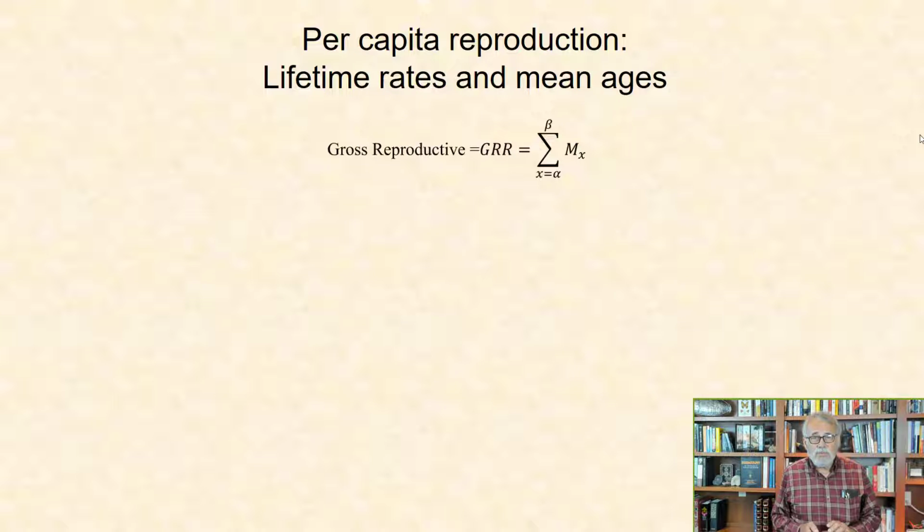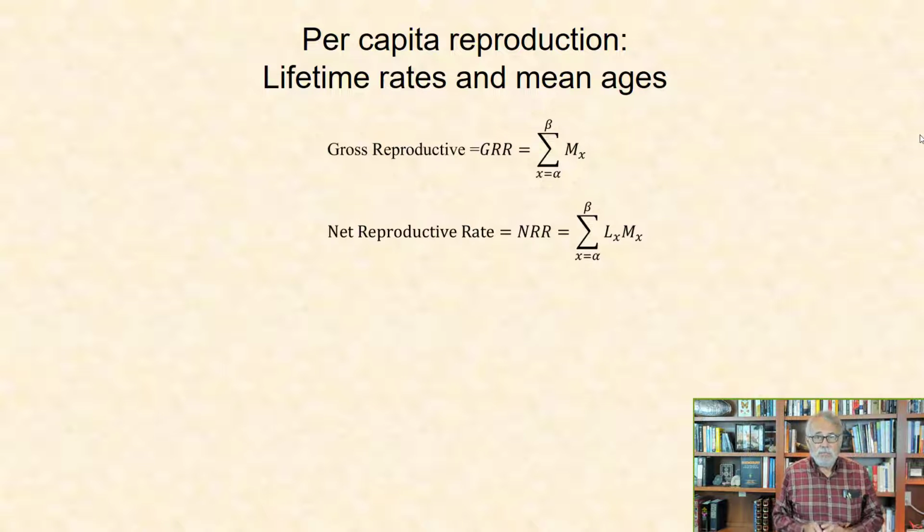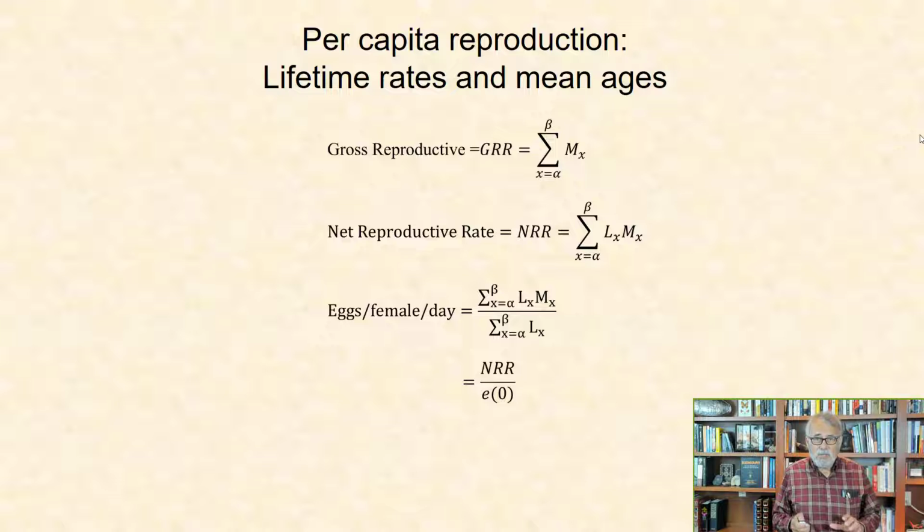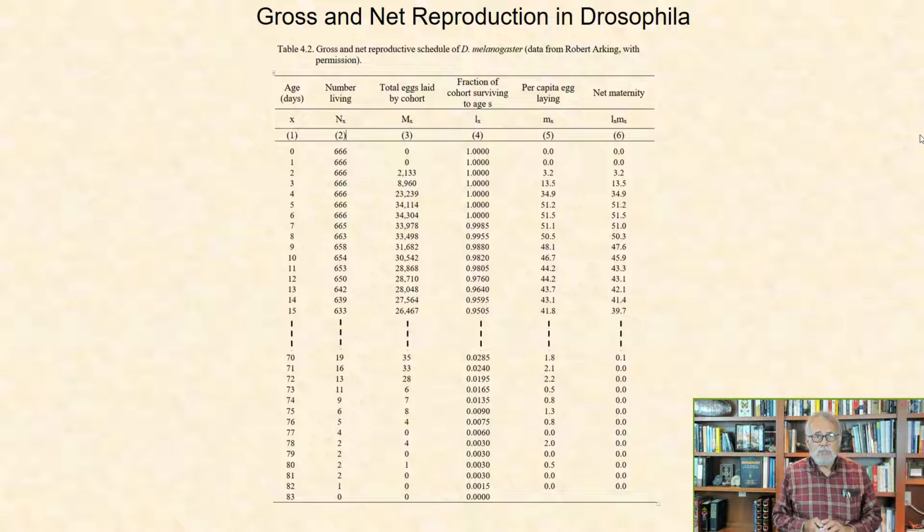Gross reproductive rate, GRR, is the sum of the number of eggs at each age, and the net reproductive rate is the sum of the product of LX and MX. The eggs per female per day is simply the net reproductive rate, NRR, divided by E naught, the expectation of life at age 0. This table contains example data and computations for these various metrics for Drosophila melanogaster.